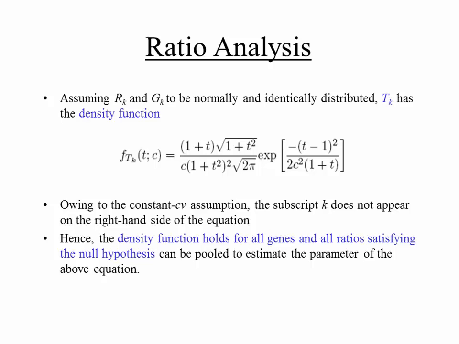So I will have a lot of samples over which I can carry out the calculations, because this is giving you the density function. The variable here is t, right? Because t is the ratio variable, but I need to know what the parameter c is before I can write down the complete density function.